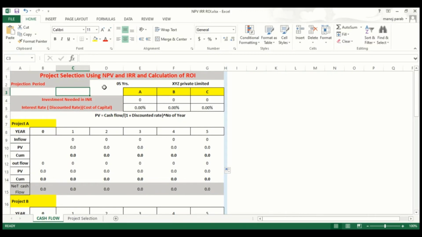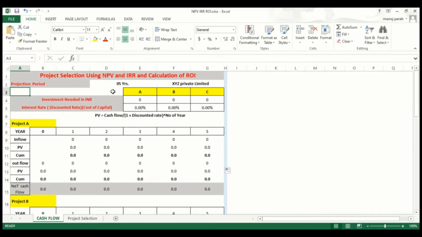So this is the Excel. By using Excel, we'll be calculating NPV, IRR and ROI, and finally we'll be looking at how we can select the project based on NPV and internal rate of return.